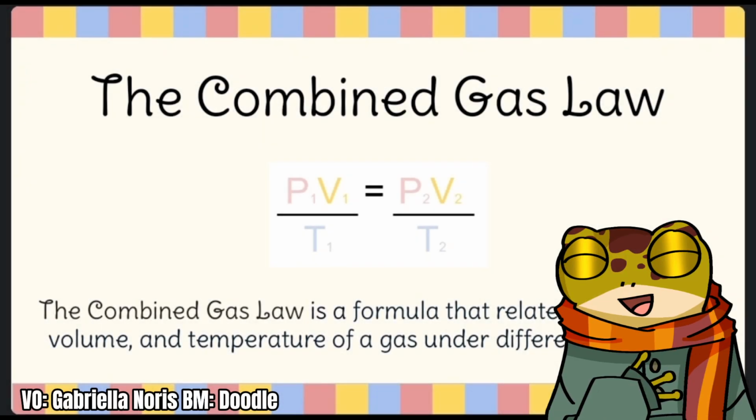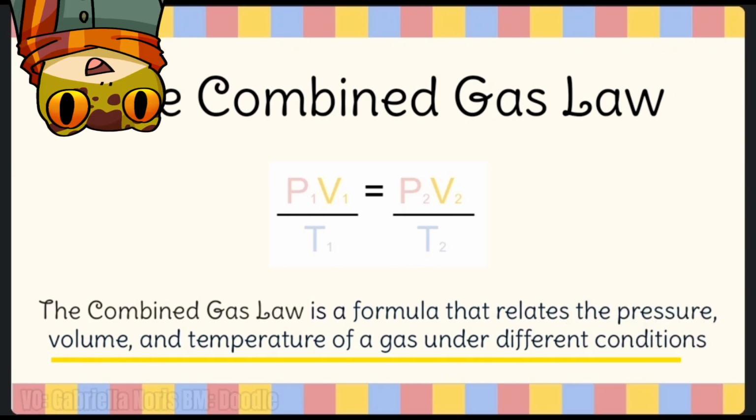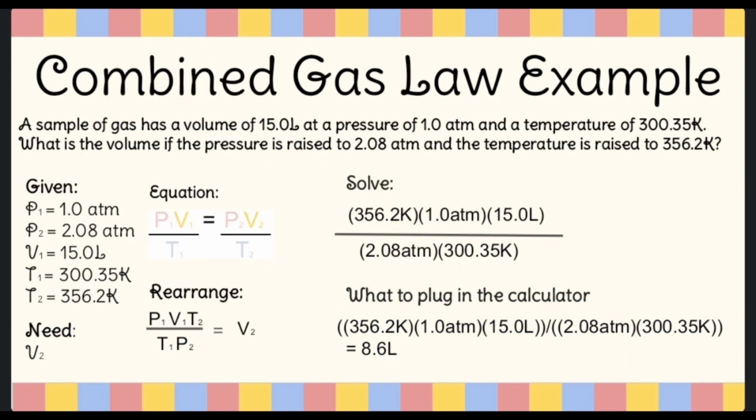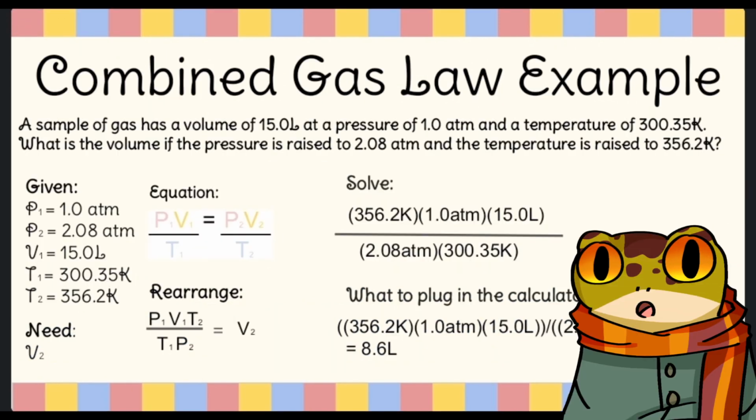Okay, next we're going to talk about the combined gas law. The combined gas law is a formula that relates the pressure, volume, and temperature of a gas under different conditions. Now let's look at this combined gas law example. A sample of gas has a volume of 15.0 liters at a pressure of 1.0 atm and a temperature of 300.35 Kelvin. What is the volume if the pressure is raised to 2.8 atm and the temperature is raised to 356.2 Kelvin?